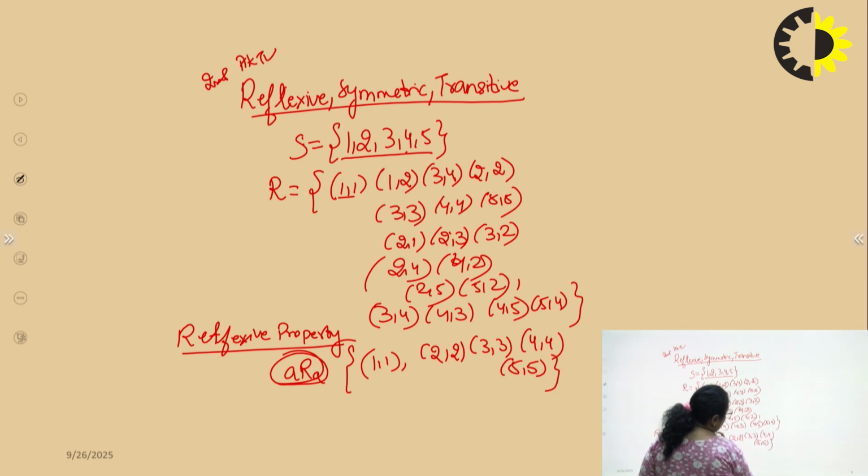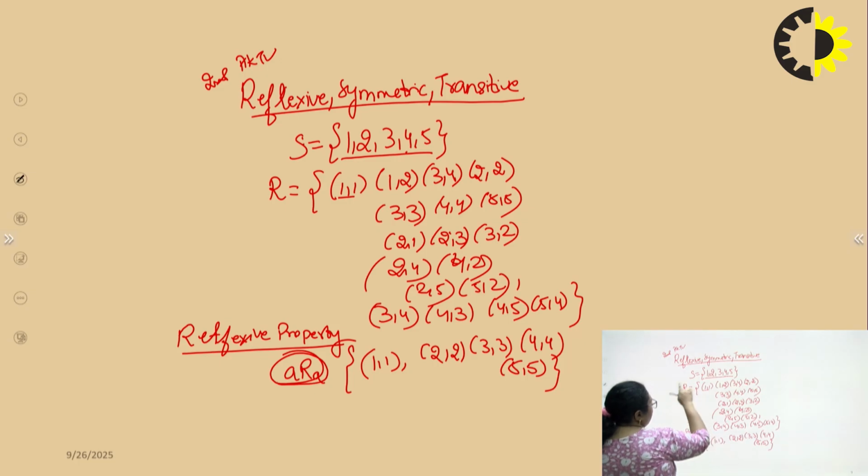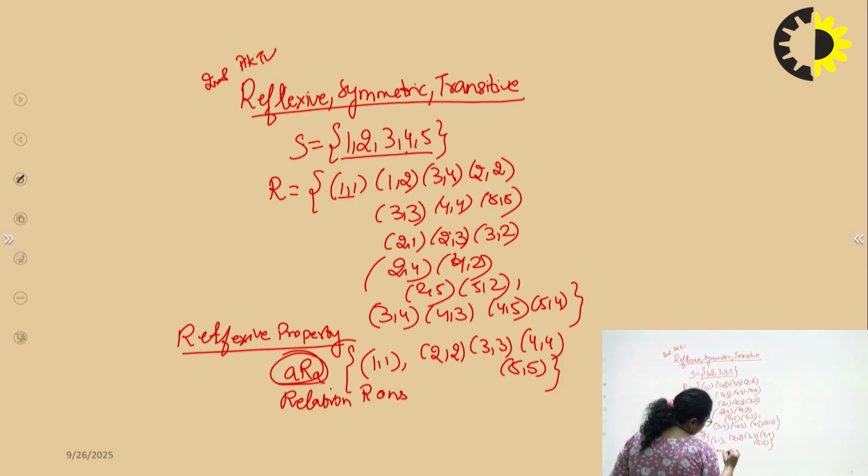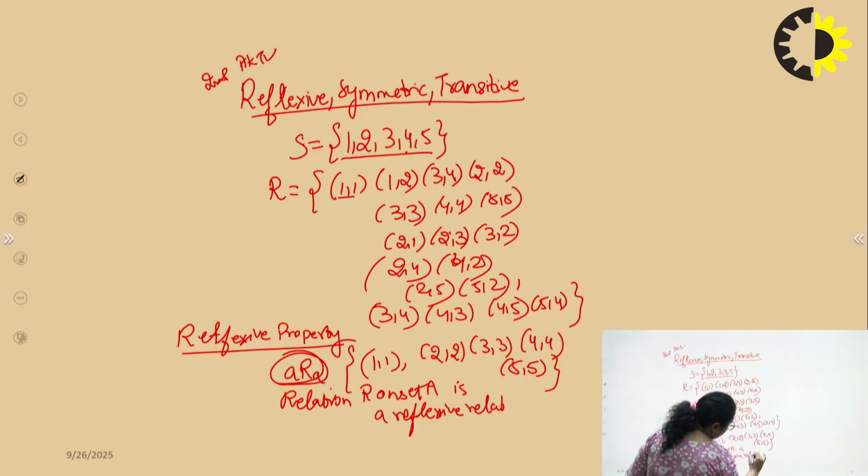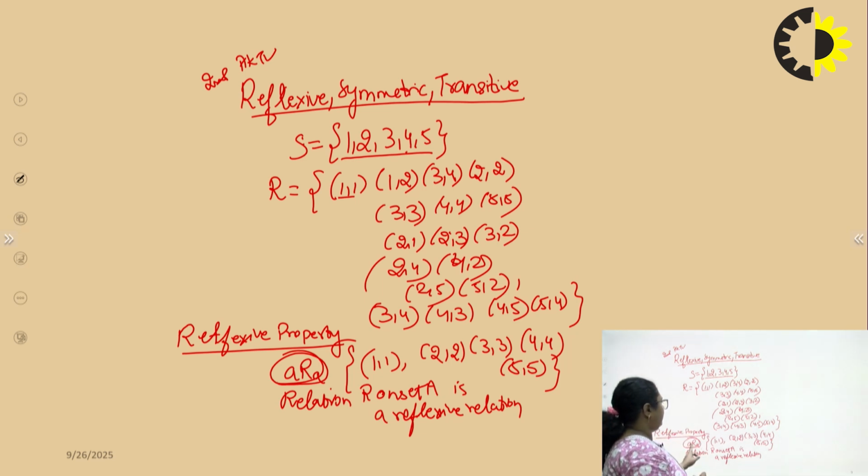present in the set. So we can say that the relation R on set A is a reflexive relation. Why is it reflexive? Because it satisfies aRa, a relation of itself with itself, that is (1,1), (2,2), (3,3), (4,4) and (5,5): reflexive properties.